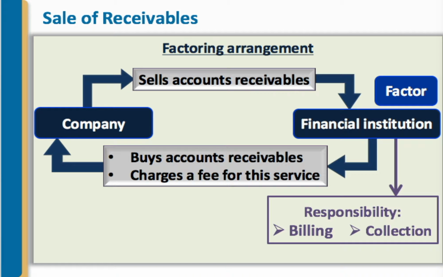The two most common types of selling arrangements are factoring and securitization. In a factoring arrangement, the company sells its accounts receivable to a financial institution. The financial institution typically buys receivables for cash, handles the billing and collection of the receivables, and charges a fee for this service. Actually, credit cards like Visa and MasterCard are forms of this type of factoring arrangement. The seller relinquishes all rights to the future cash receipts in exchange for cash from the buyer.